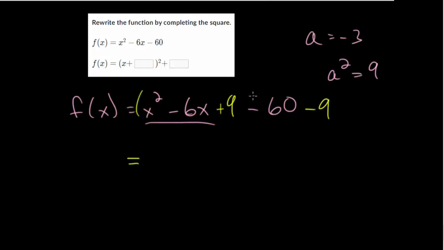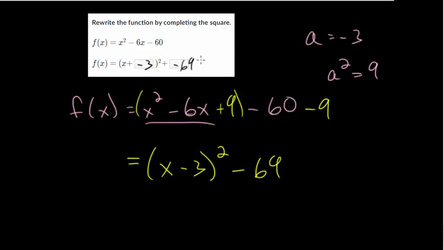So now I'm going to group this trinomial. And so this is now a perfect square, where the a value is minus 3. So we have x minus 3 squared. And then minus 60 minus 9 would be minus 69. So here we can put minus 3. And here we'll put negative 69.